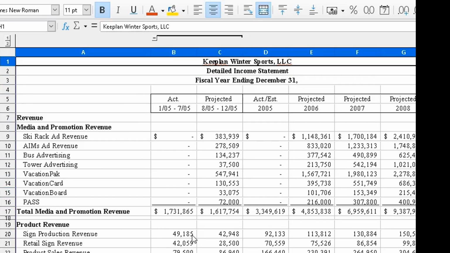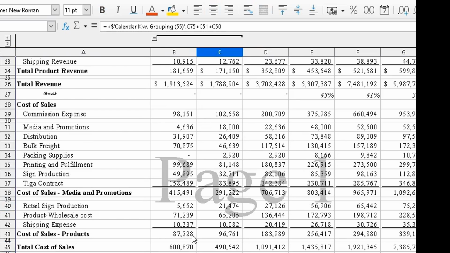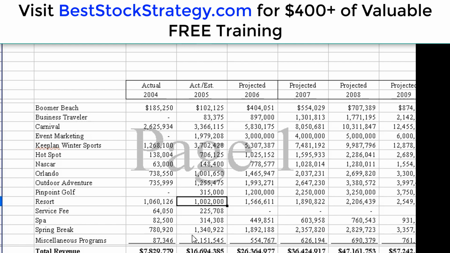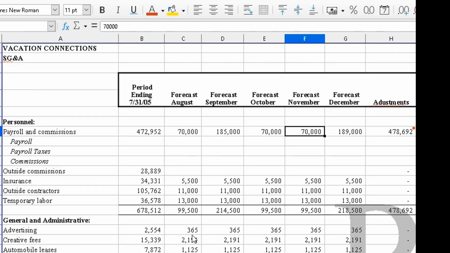So they also had Keyplan. Keyplan was not as profitable as the main business, but it was still pretty profitable. And this had something to do with ski resorts. I don't remember exactly what it was. Then revenue by program. So here you can see their Carnival. And here we're actually projecting a significant increase in the revenue from Keyplan. And then here's the SG&A, like the overhead expenses.